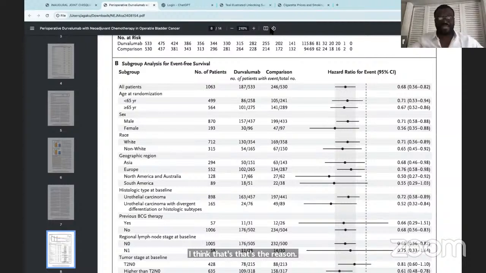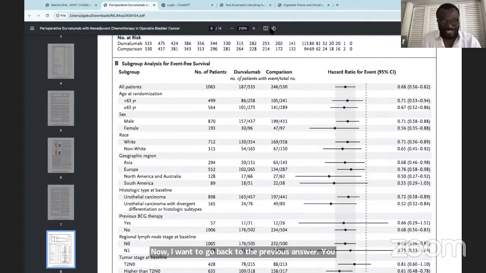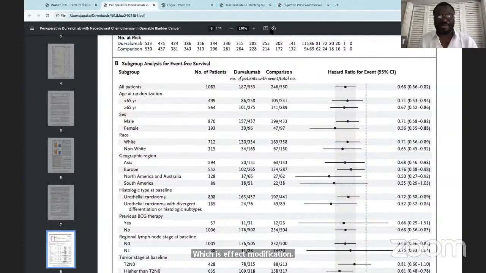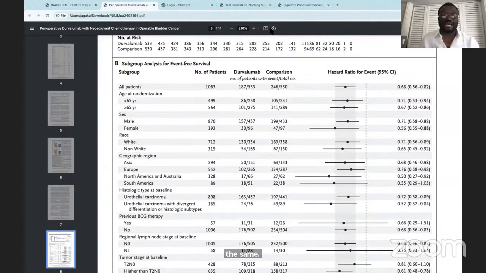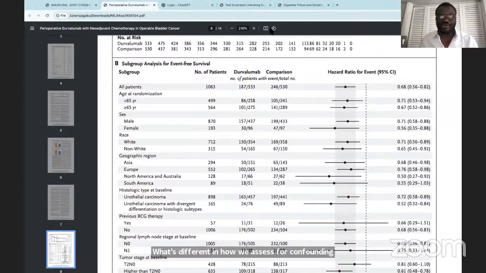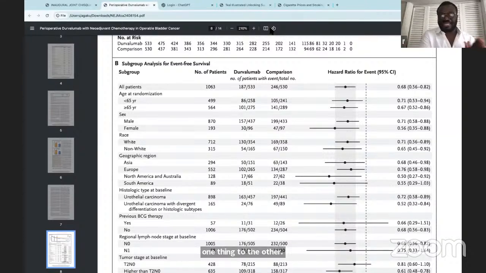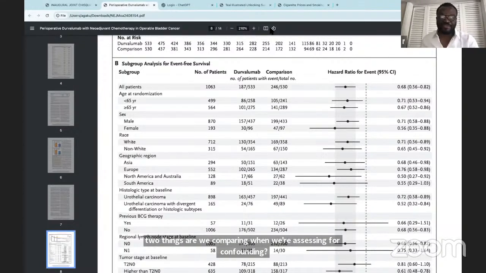You mentioned that it's assessed for confounding. But then you also mentioned another very interesting word, which we should not forget, which is effect modification. Your answer suggested that somehow those two things were the same. What's the difference in how we assess for confounding from how we assess for effect modification? In both of them, we're comparing one thing to the other. What two things are we comparing when we're assessing for confounding? And what two things are we comparing when we're assessing for effect modification?